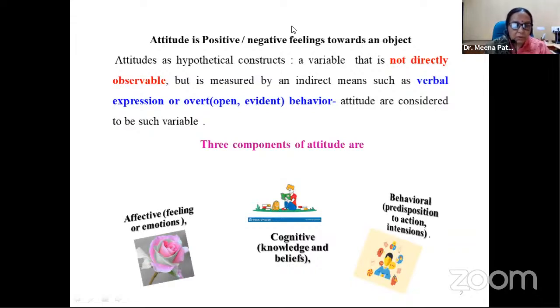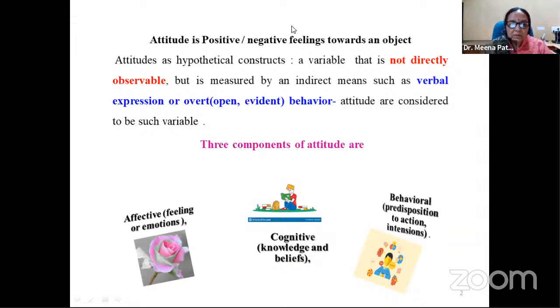The first one is affective, or emotion. As we see some roses near us, our emotions and feelings are very pleasant, but when we see some stuff on the roadside, our feelings are different. So in the first component, we have seen how our emotion works on the object, and based on that, we react.